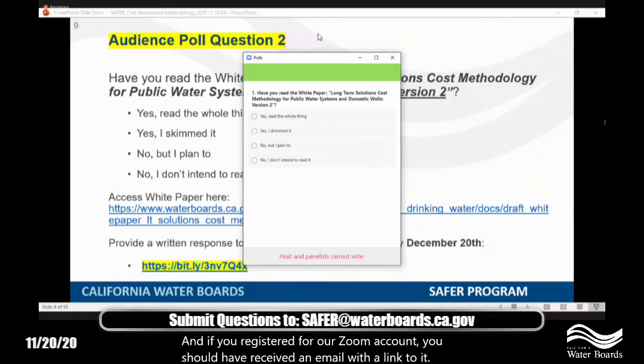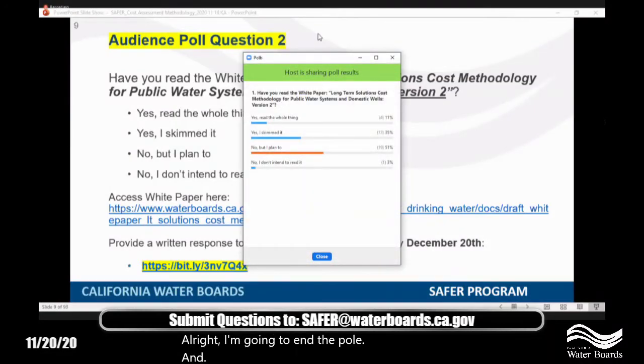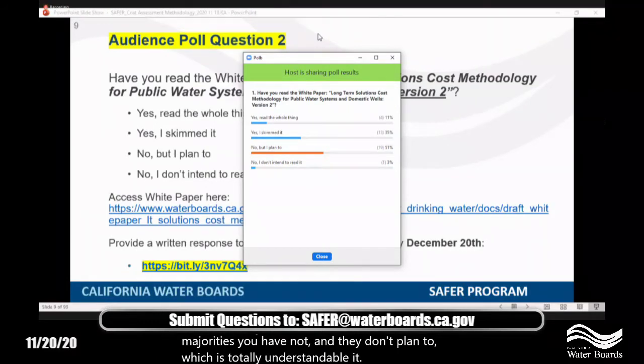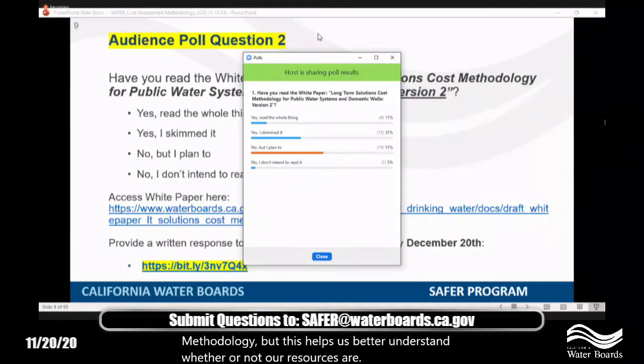All right, I'm going to end the poll and share the results. Looks like a few of you have been able to read it or skim through it, but the majority of you have not, and don't plan to, which is totally understandable. It does get into the weeds of our cost model methodology, but this helps us better understand whether or not our resources are being used or looked at. So thank you again for participating in our poll.